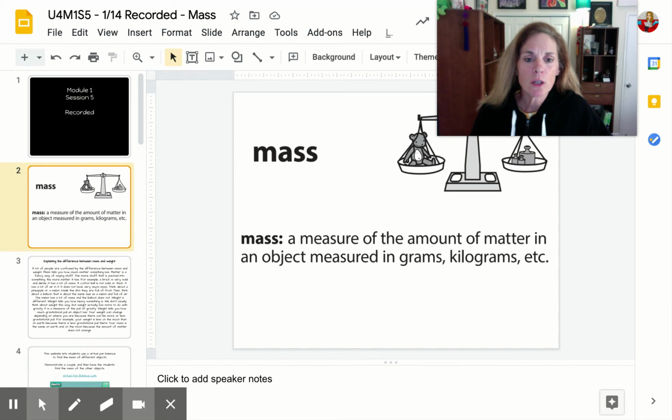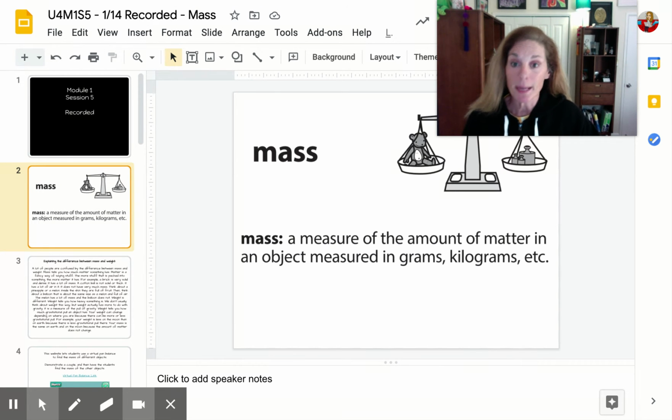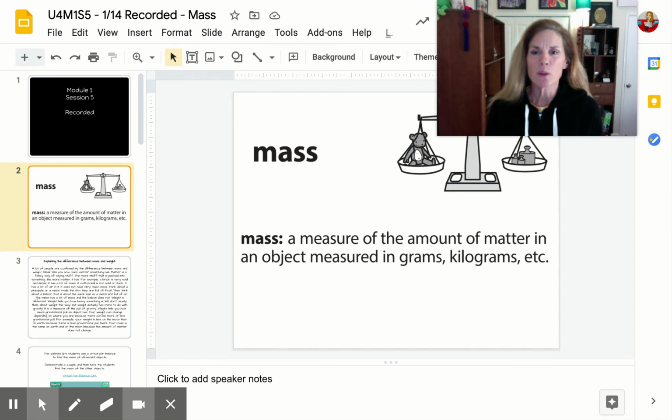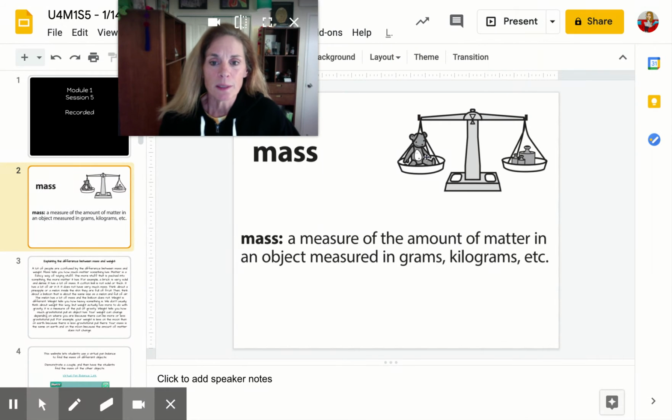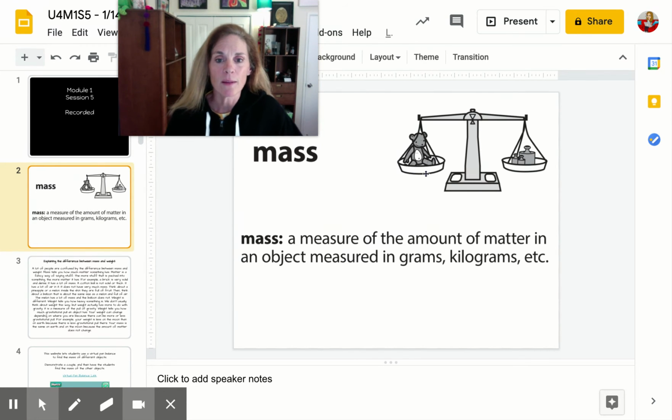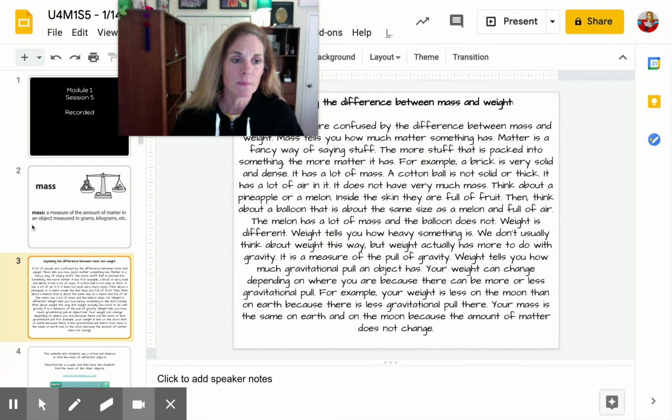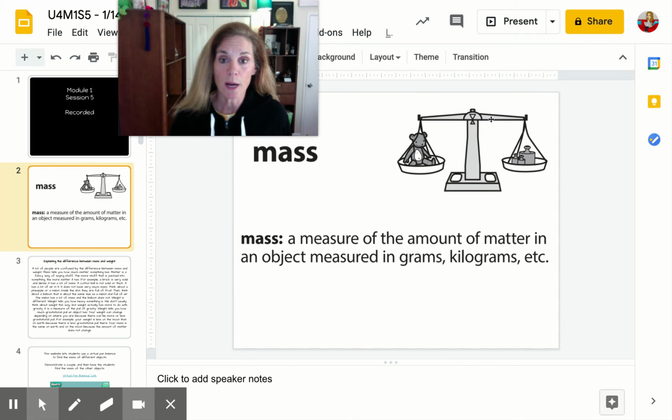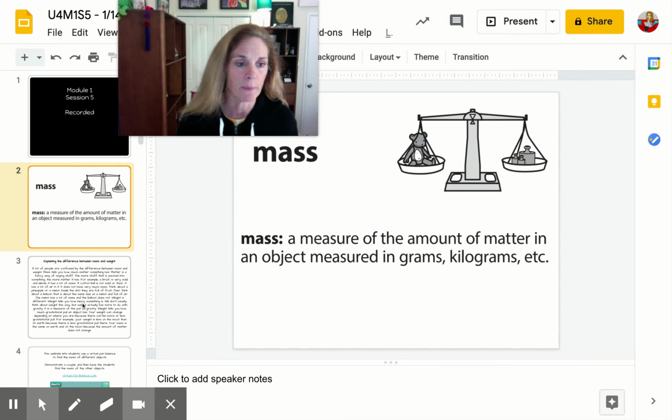Mass is a measure of the amount of matter in an object, measured in grams, kilograms, or anything metric. Even in the English system, it's basically a measure of weight. As you see in this little picture, there's a little teddy bear, and then there are these little weights. When the two arrows are pointing to each other, this is called a balance scale. When the balance scale is even, or the two triangles match up with each other, then you can tell how much the teddy bear weighs if you add up how much these weights weigh.